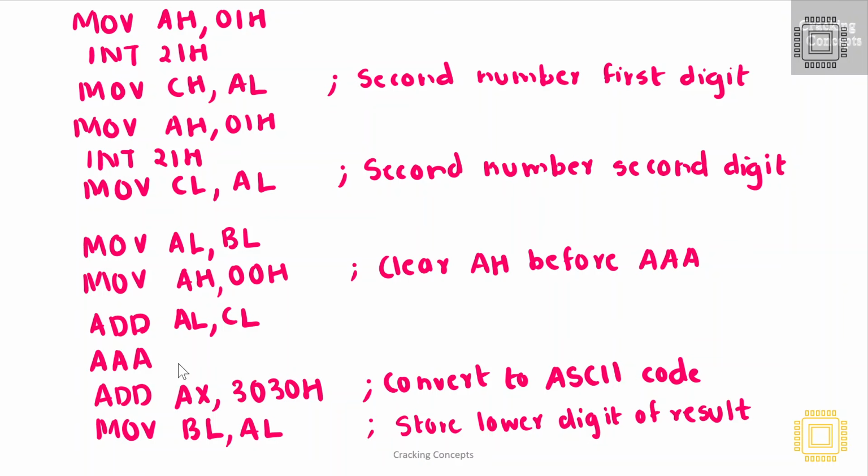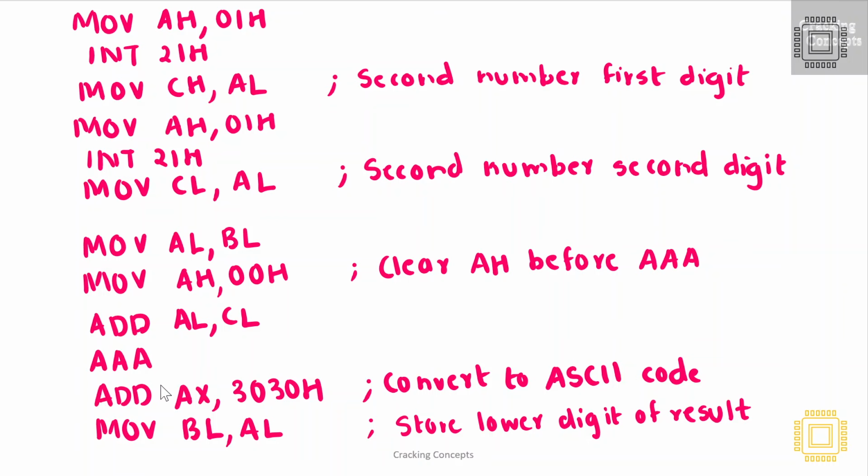After ASCII adjust, I'll add a value 3030H to AX. Now, why do I add such a value? When we enter a number, if for example it's 1, it will be stored as 31H. That is its ASCII representation. So if I enter the value 2, it will be stored as 32H. So when you see, the difference between the actual value and ASCII code is 30.